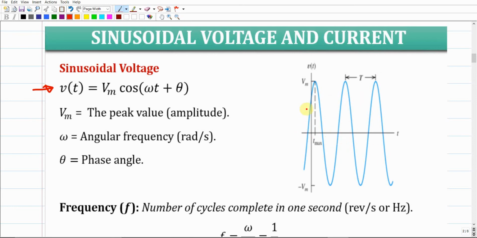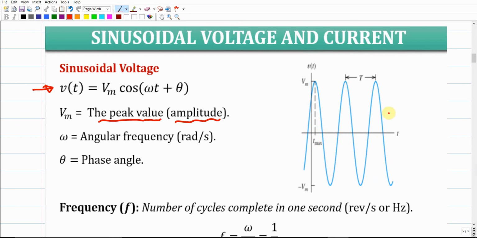It's going to increase till a maximum value. This is Vm. Vm stands for the peak or the maximum value of the voltage, which could be considered as the amplitude. This is the amplitude value. Then it's going to decrease again to zero, and it's going to switch to the other side with the same magnitude, or the same peak value. So this is the maximum, this is the peak, and this is another peak. This height and this height should be identical.